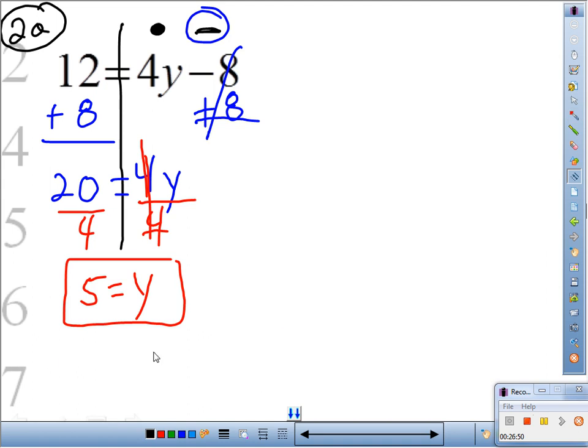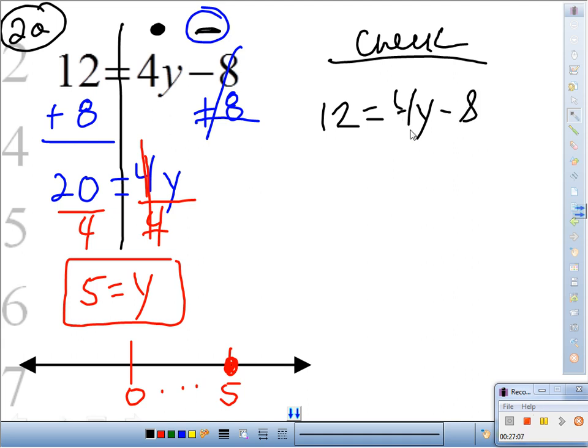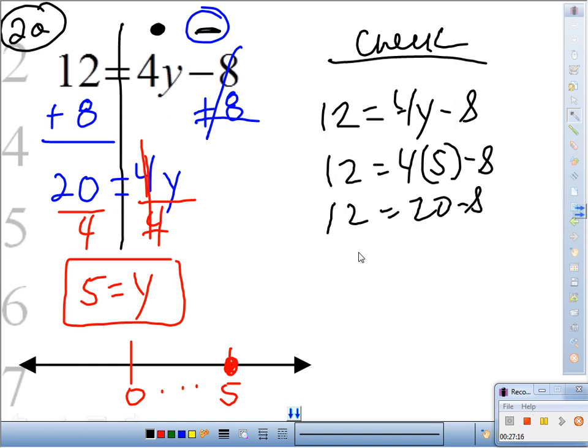Let's plot it really quick. 0, dot, dot, dot, 5. There it is. And let's check it. This will be the last one that we plot and check so we can go a little bit faster. Check. We got 12 equals 4y minus 8. 12 equals 4 times 5 minus 8. 12 equals 20 minus 8. And 12 equals 12.